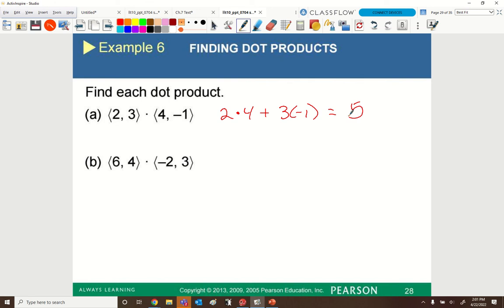All right, so next one here. So my next one here is going to be 6 times negative 2 plus 4 times 3 equals 0. Zero. Oh, I gotta do this. This should be on the test.